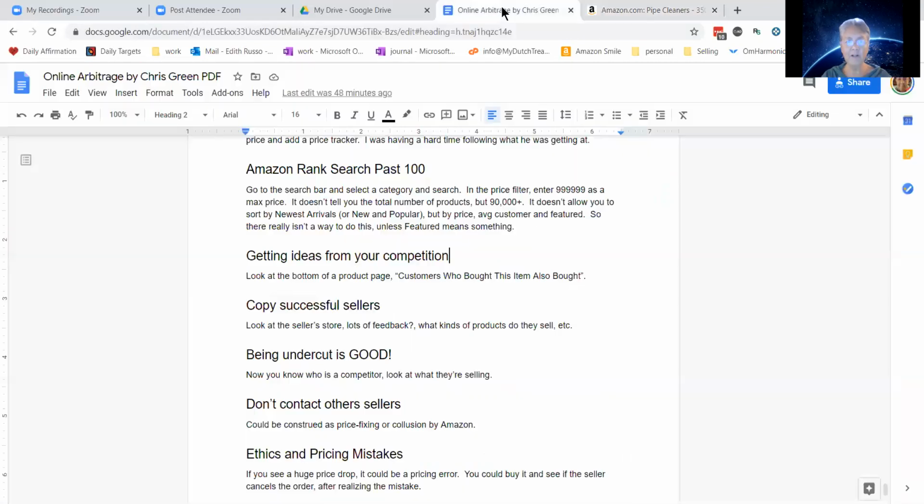So what he was talking about, getting ideas from your competition by looking at customers who bought this item also bought, is not a feature on this particular page, although I have seen it. So I don't know when that section of the product listing shows up, but it can give you ideas as to what products to sell if it's similar to the product that you're looking at.